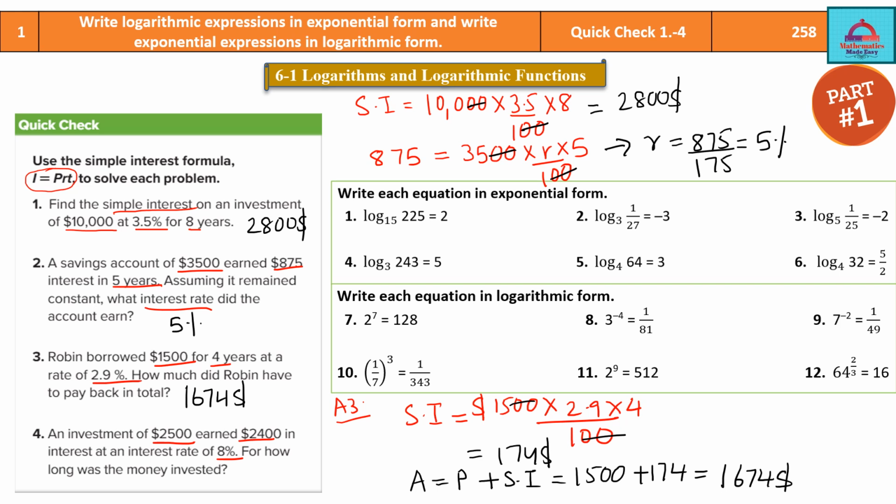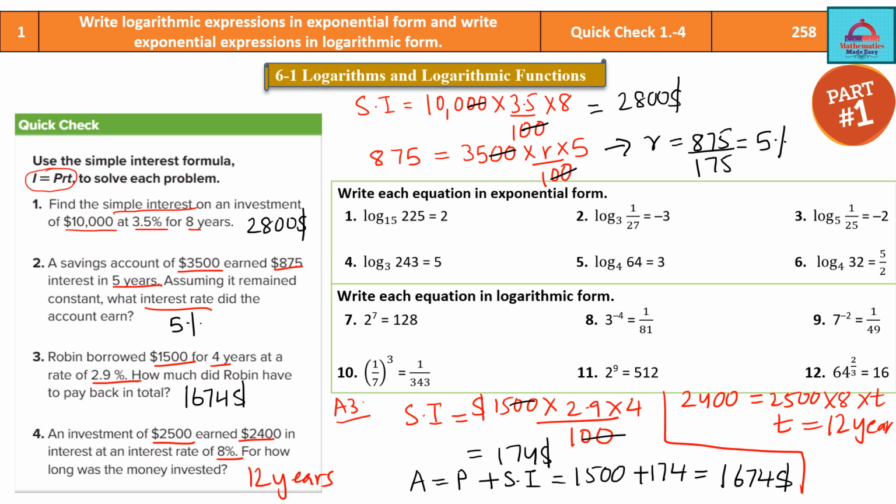So same formula we are going to use for finding the solution. 2400 is the simple interest, 2500 is the principal, 8% is the rate and t is the time that you need to find. So simplify this, and when you simplify, time is going to be coming as 12 years. So the answer for this is 12 years.